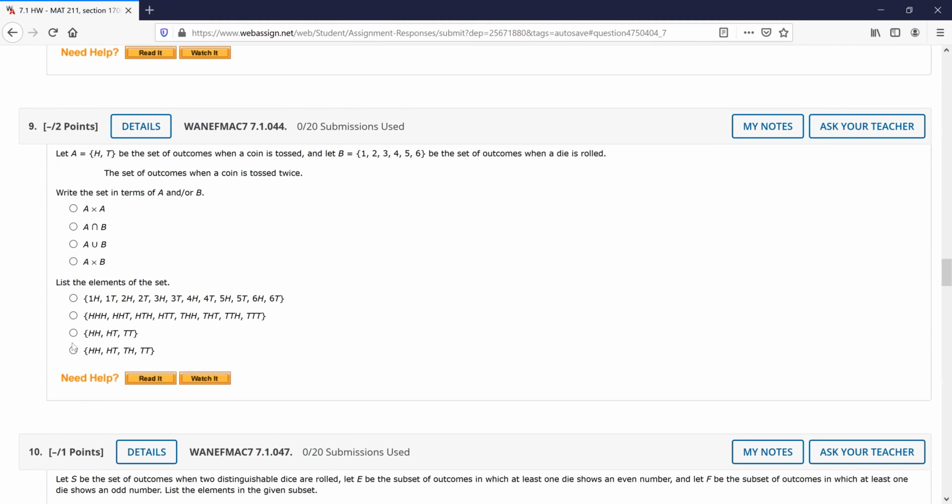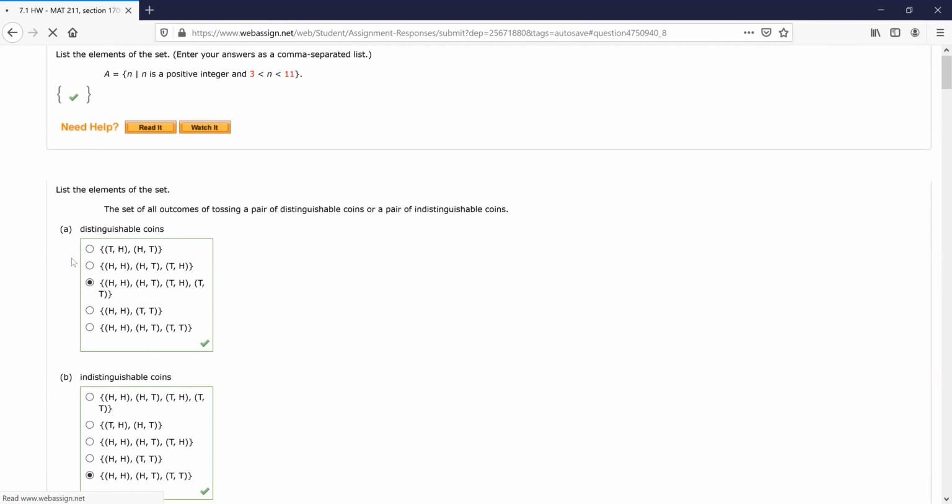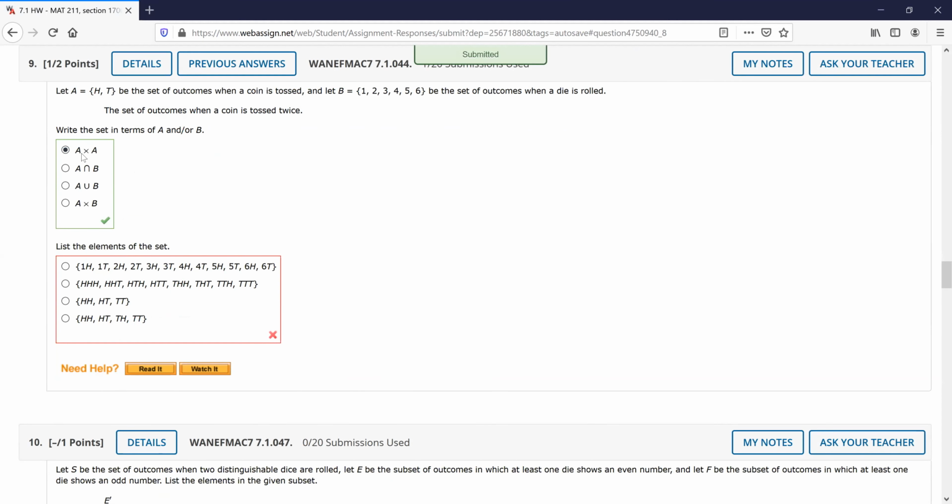Number 9 here. Let A equal heads and tails be the set of outcomes when a coin is tossed, and B be the set of outcomes when a die is rolled. Okay. The set of outcomes when a coin is tossed twice. So I think your book is introducing this cross notation, but I can't believe they're doing that in this class. Okay, that's weird. So this cross notation is when you have to kind of overlap this own set with itself. So the elements of that set, we've already seen that here. That's where you got heads, heads, heads, tails, tails, heads, tails, tails. Just flipping a coin twice.